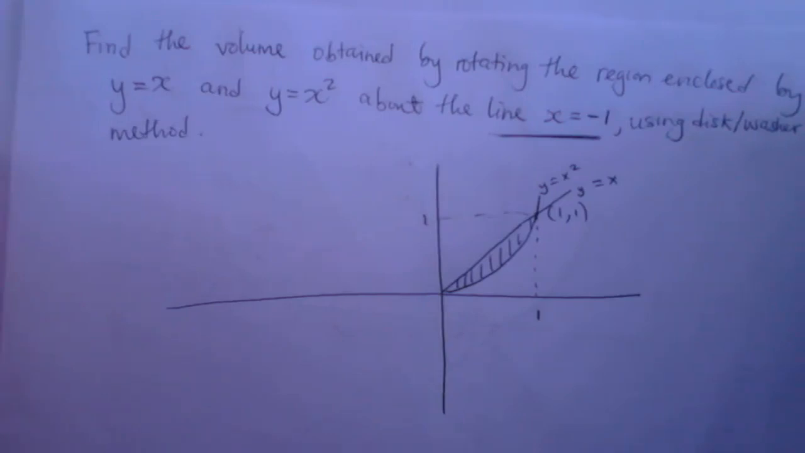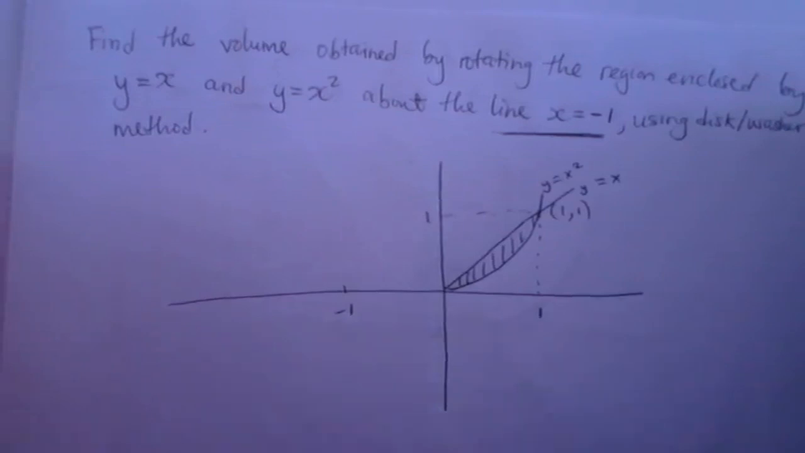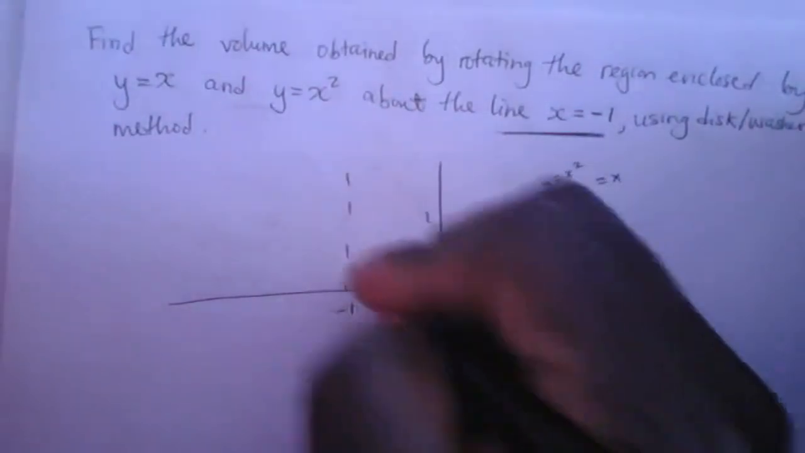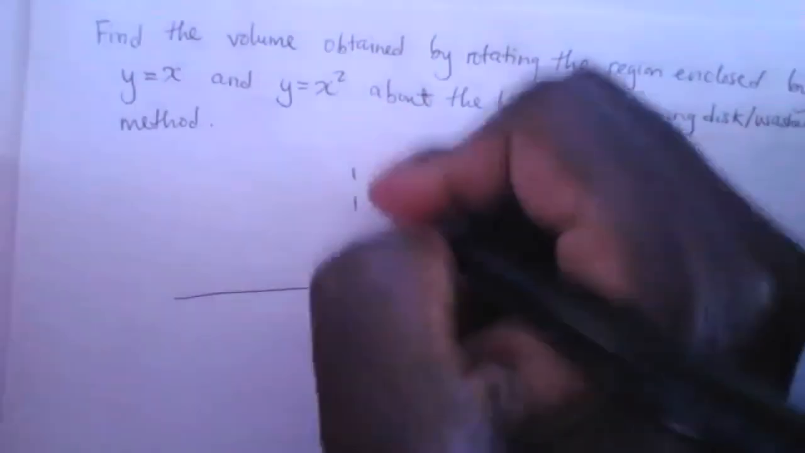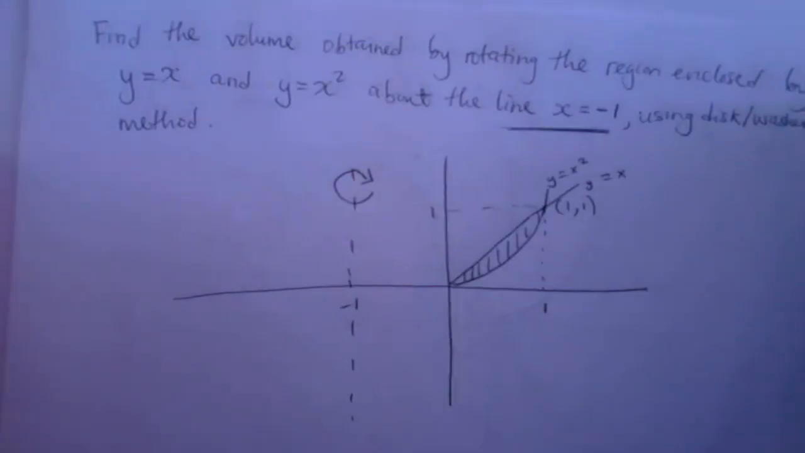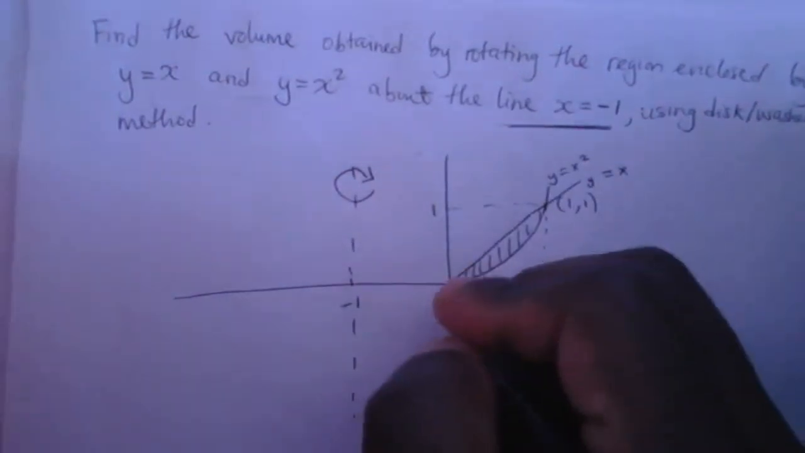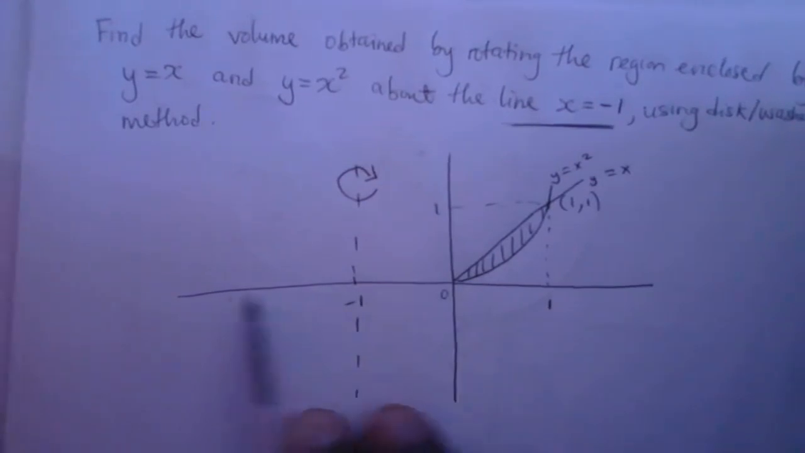Now, the rotation is about x equals minus 1. So what I'm going to do is indicate that this is minus 1, and this becomes my axis of rotation. So I'll put some dotted line to show that this is my axis of rotation. Very important, indicate your axis of rotation. And like I mentioned earlier, just draw the rotated piece. So I'll have a piece on this other side.